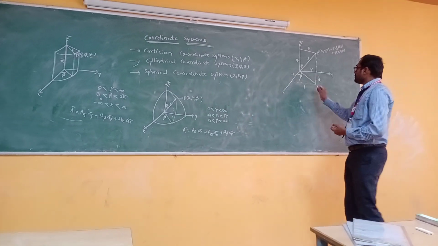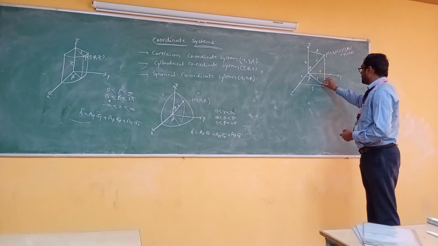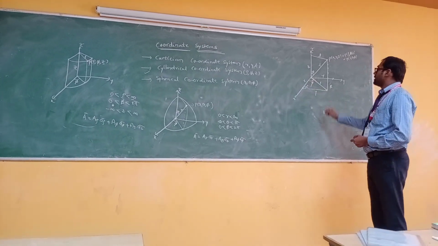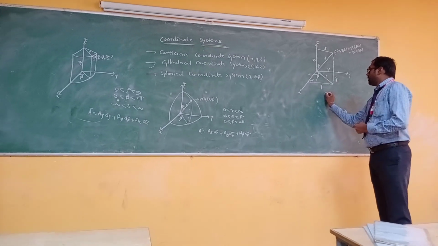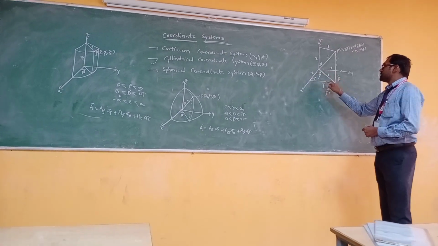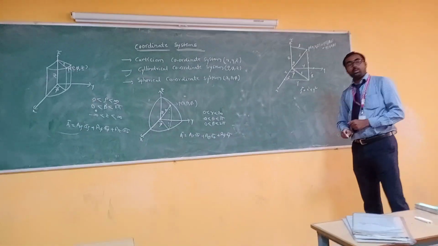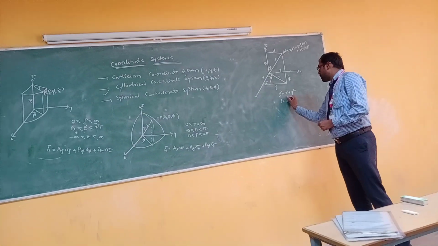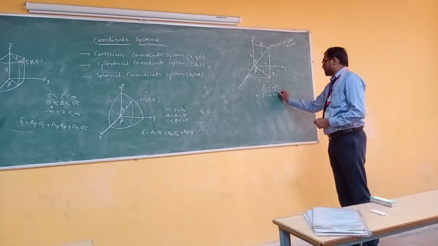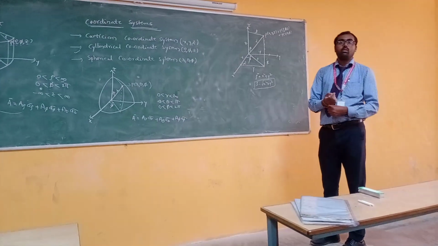Now we take rho here also. Based upon this triangle, rho square equals x square plus y square. Then rho equals under root of x square plus y square, according to Pythagoras. This is the rho value, the cylindrical value in terms of Cartesian coordinates.